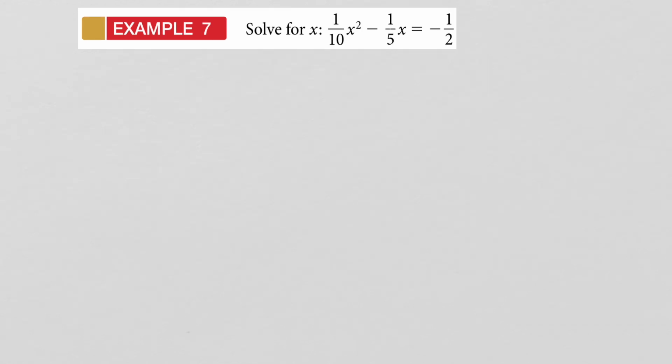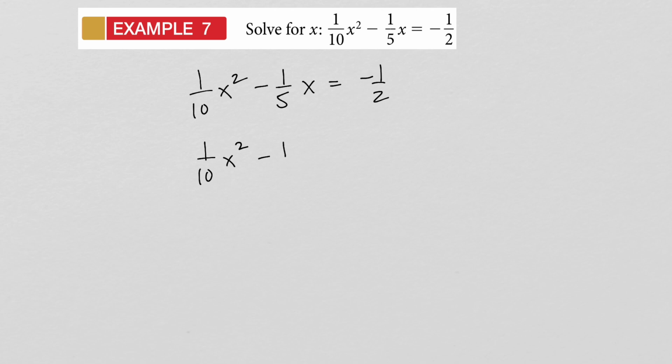Let's go ahead and use the quadratic formula again to solve this equation. So what we have here is 1/10 x squared minus 1/5 x is equal to negative 1/2. Two things have to happen before you can use the quadratic formula. You have to set it equal to 0, like we did in the previous problem. So if we just add 1/2 to both sides, we can easily set this equal to 0. And here's your a, your b, and your c. But those are not nice numbers, right?